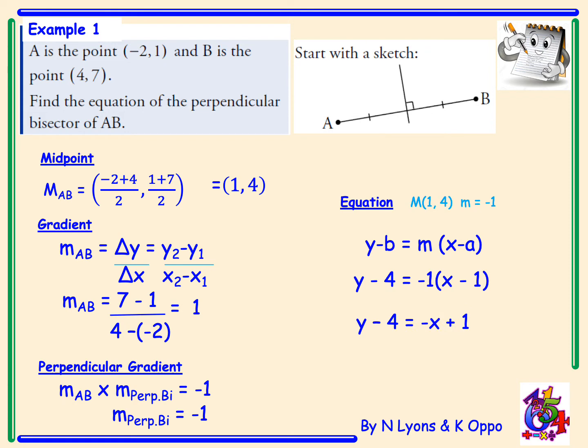Therefore, we're going to expand our bracket. -1 times x is -x. And remember double negatives. -1 multiplied by -1 is +1. And finally, rearrange to give the equation of the perpendicular bisector as x plus y equals 5.